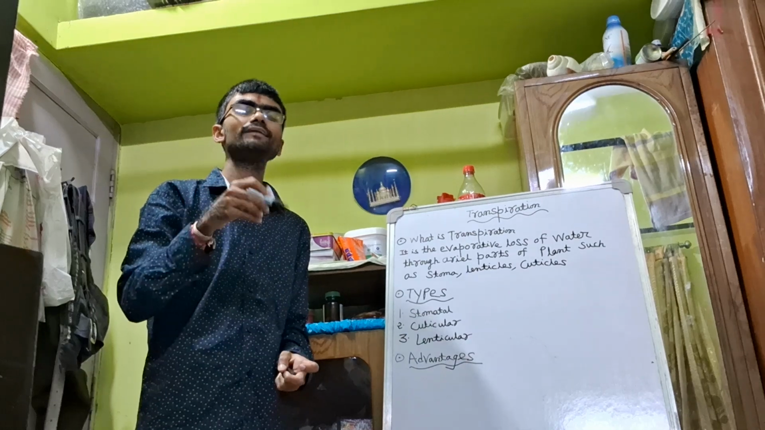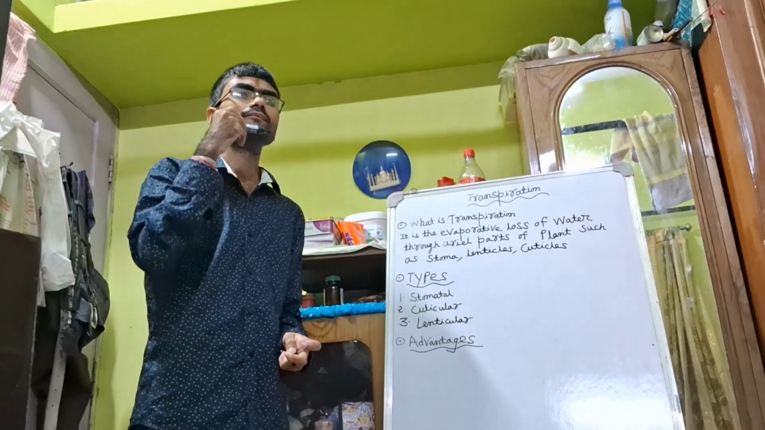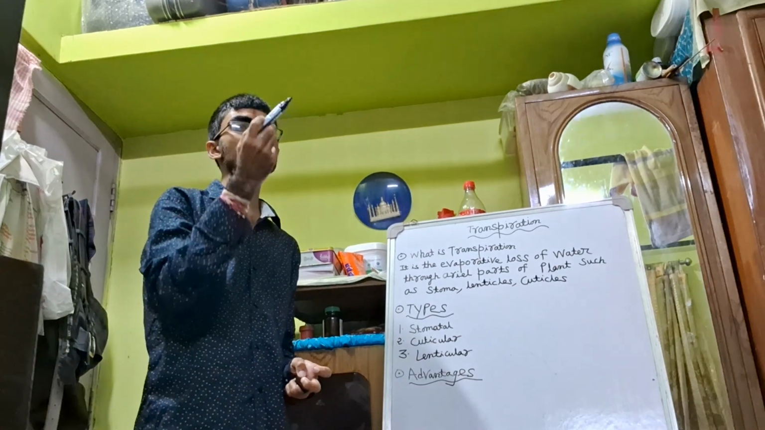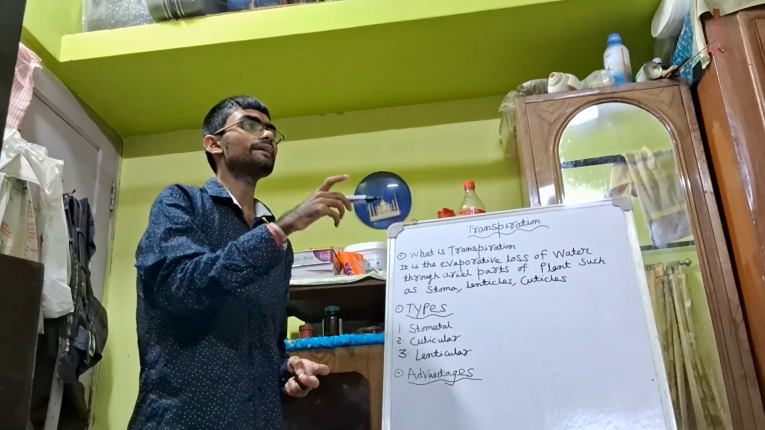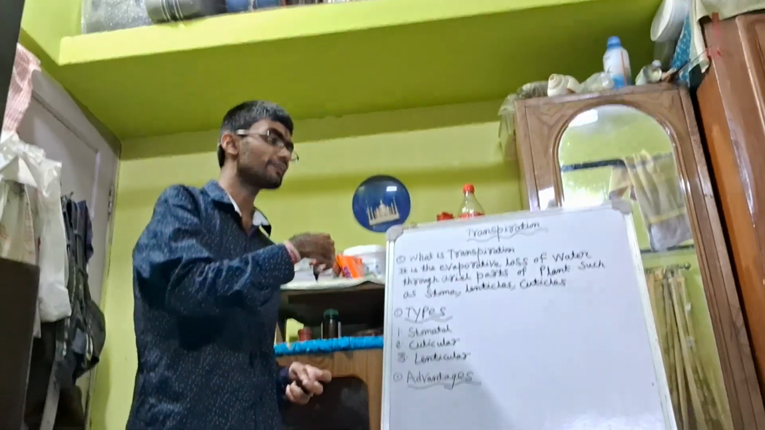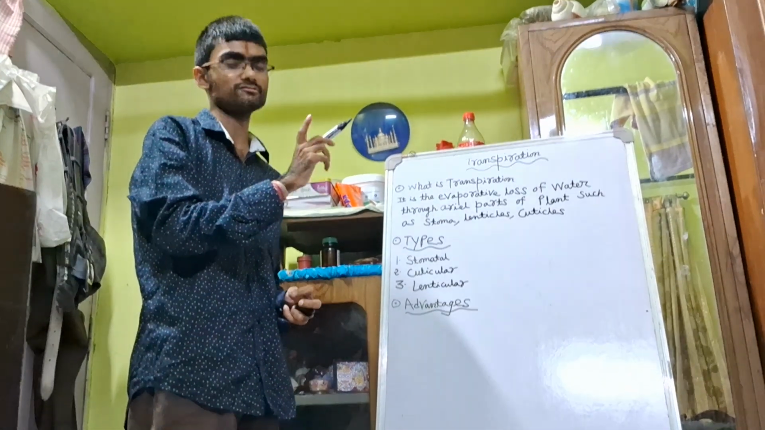It provides the plant with a cooling effect. That means when water escapes in the form of vapor, it always cools the surface, because we have already learned that when evaporation takes place, cooling of the surface takes place. That is why transpiration always provides the plant with a cooling effect.